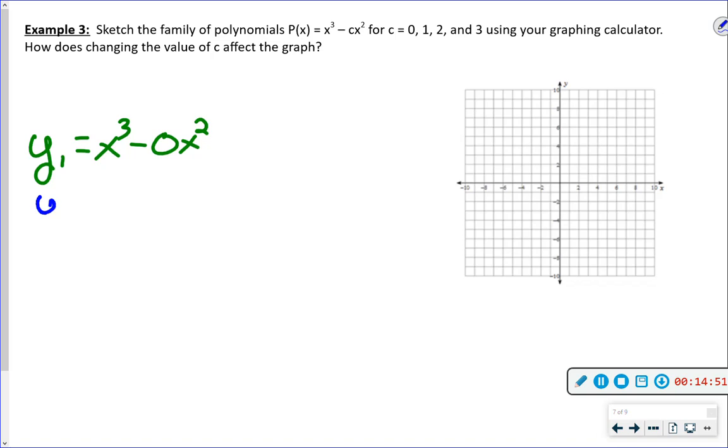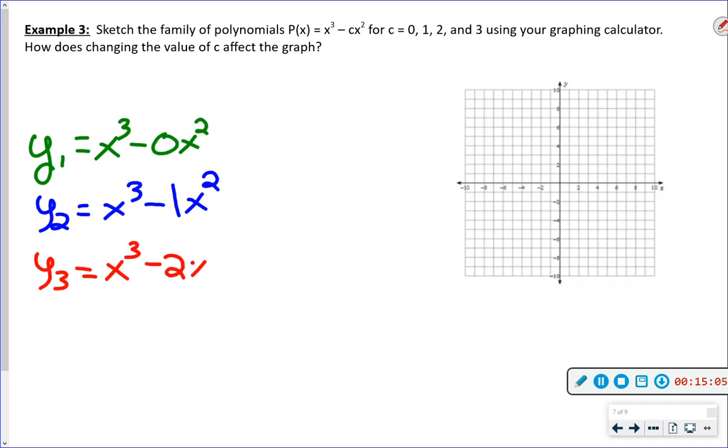Then we're going to replace y2. We're going to have x cubed. We're putting 1 in for c. And again, we're just going to type these all in our y equals menu, see what we can see happening on the graph. Then they want you to put in 2 for c. And last but not least, they want you to put in 3.